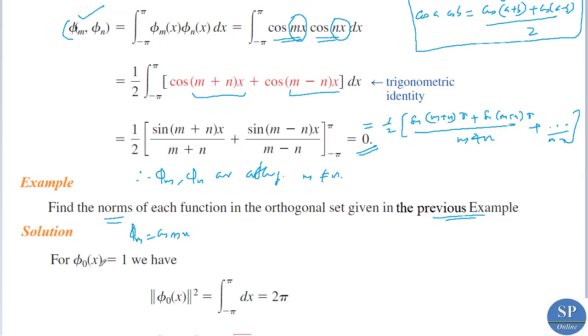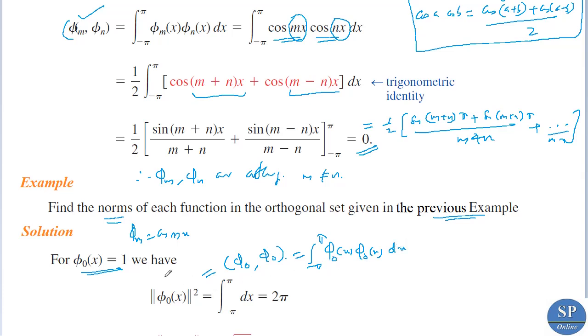So for phi naught equal to 1, the square norm of phi naught of x is equal to the integral from minus pi to pi. You know, this square norm is actually the inner product of phi naught with phi naught. That is the integral from minus pi to pi of phi naught of x into phi naught of x, or phi naught of x whole square dx.